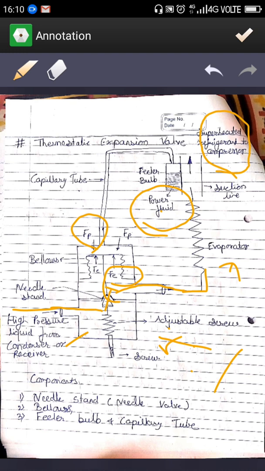Then here you can see the components of this thermostatic expansion valve. First component is a needle stand along with needle valve, then bellow, and the feeler bulb and capillary tube along with this power fluid. Hope you are getting what I am trying to explain here.